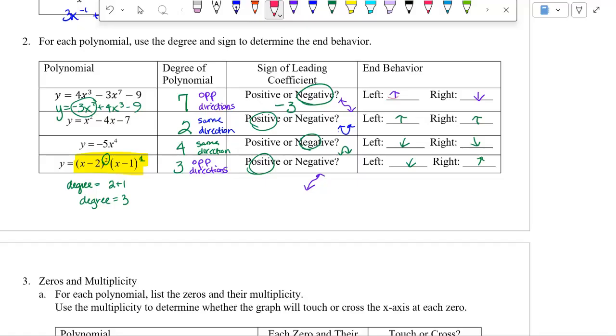This is going to be our overall shape. Our overall graph is going to be increasing. So the left-hand side of our graph is going down and the right-hand side of the graph is going up. So pause this, make sure you've got everything written down, and then we'll come back and take a look at the next part of the notes.